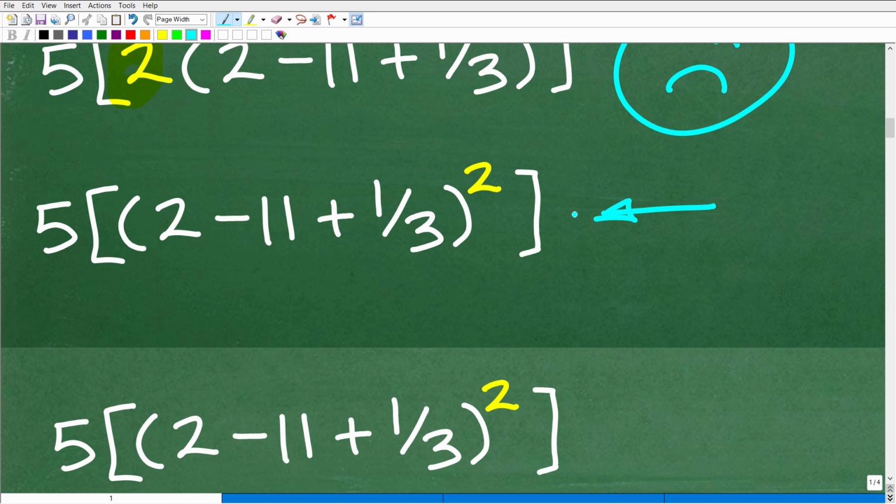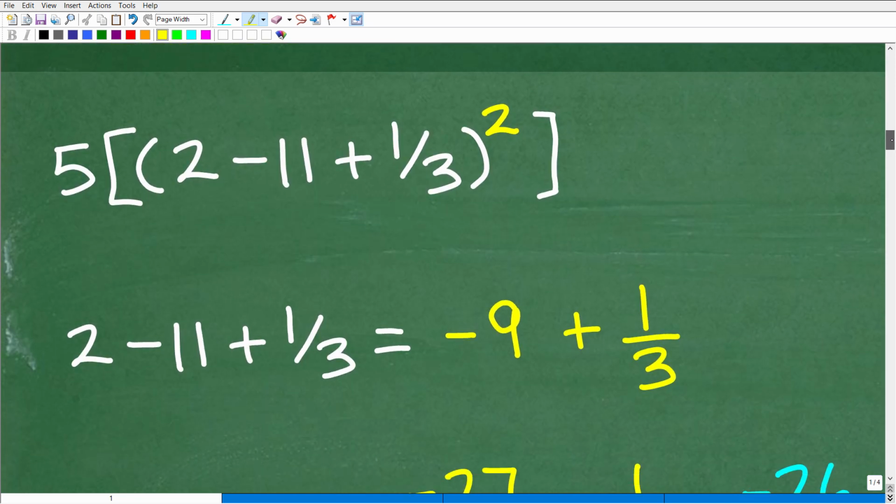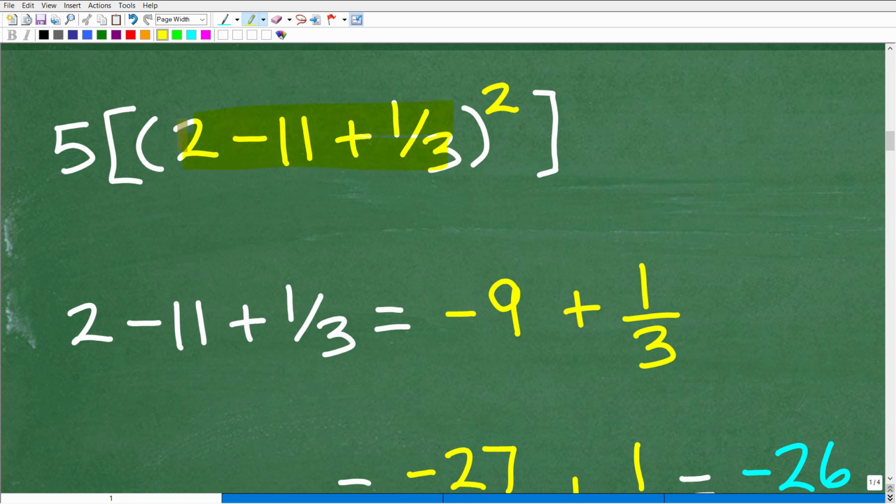All right, so now let's pick up the problem on the right track. What we need to do now is the order of operations. We need to work inside these parentheses, and then we'll square it. Let's go ahead and do that math right now. Okay, so we have 2 minus 11 plus 1/3. So we got 2 minus 11 plus 1/3.